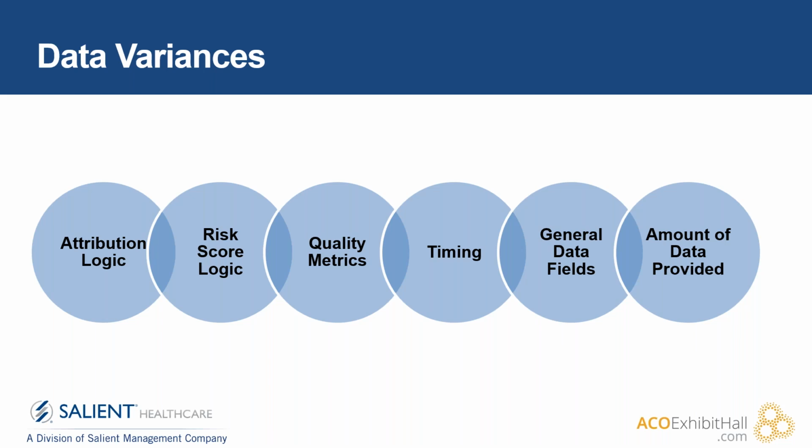Timing is its own challenge. First, you have to deal with different attribution logic and different risk score logic combined with different quality metrics. And then all that information is going to trickle in at different times depending on the payer. So you could have more than 12 downloads in a given month.